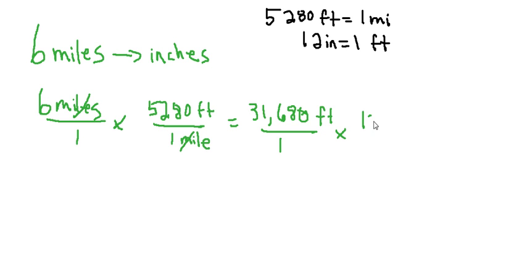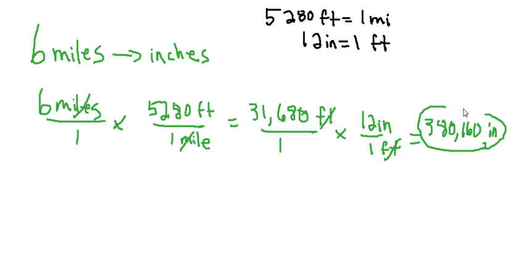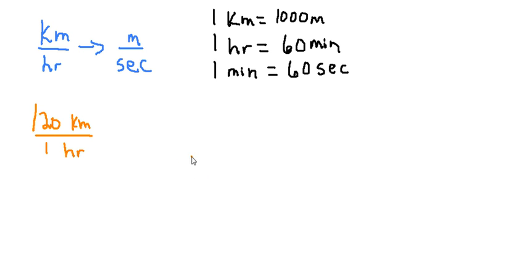I'm going to put 12 inches in the top, and I'm going to put 1 foot in the bottom. This allows the feet to cancel. That foot there cancels with that foot there. So if we go ahead and do the multiplication, 31,680 times 12 is 380,160 inches. And on the bottom, we just have 1 times 1, which is 1. So we could actually just leave the 1 off of the bottom if we would like. And our conversion gives us 380,160 inches.